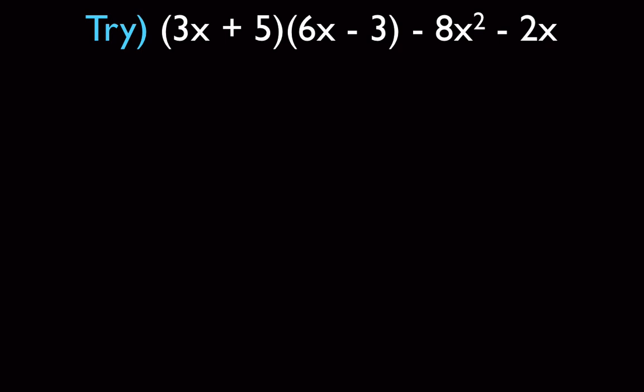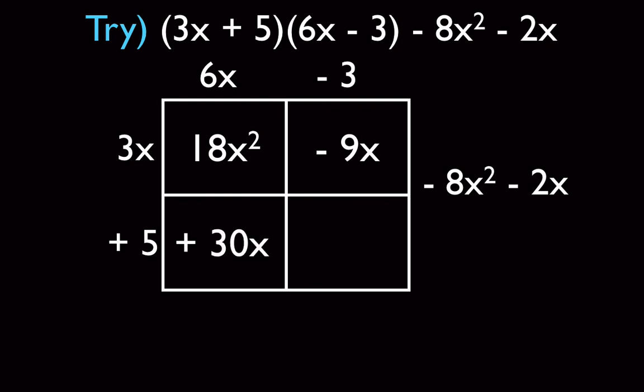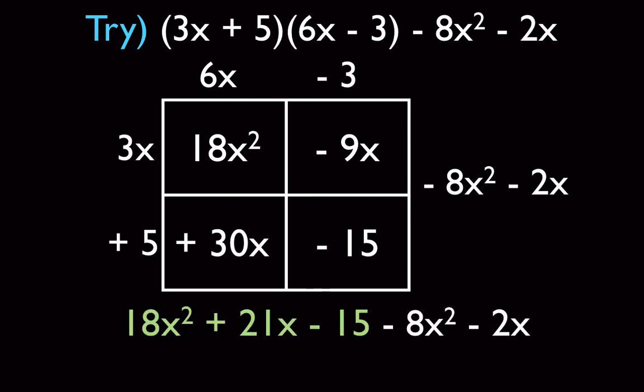Okay, so we're going to go ahead and start off here. I make my Punnett square, my generic rectangle. I bring down the stuff from above, label my sides, and begin my multiplication process. 18x squared minus 9x plus 30x and minus 15. From there, I now combine like terms. 30 minus 9 gives me my 21. And now I'm very careful here and I pay attention to what I'm combining. 18 minus 8 is 10x squared. 21x minus 2x is 19x, and the negative 15 has nothing to combine with.